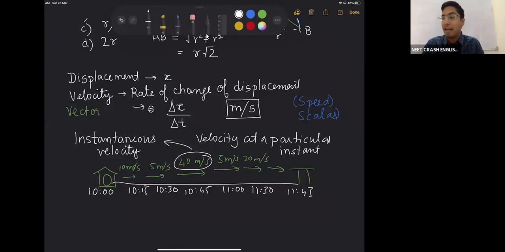But now if I go to office and someone asks me what was your speed during traveling, I cannot give that person a single answer. So what do I do in that case? I take an average. I take the average velocity.